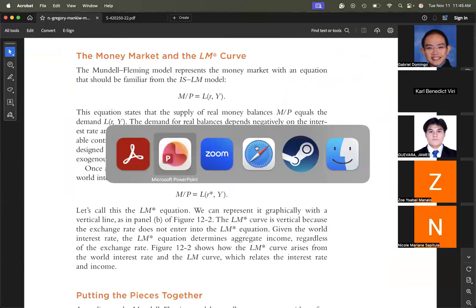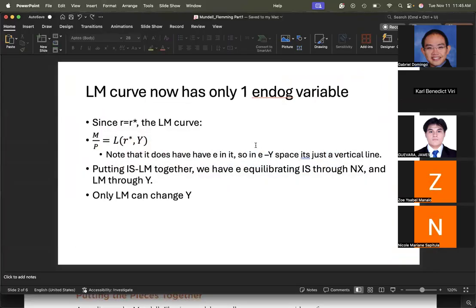Next is the LM curve. So that's the next topic, LM curve. Even easier. So the LM curve now has only one endogenous variable. R is gone. So question, why is R gone? Because R equals R star. So R became exogenous. Therefore, the LM curve looks like this, right? Where M, P, and R star, they're all exogenous. What is the only endogenous variable left, guys?